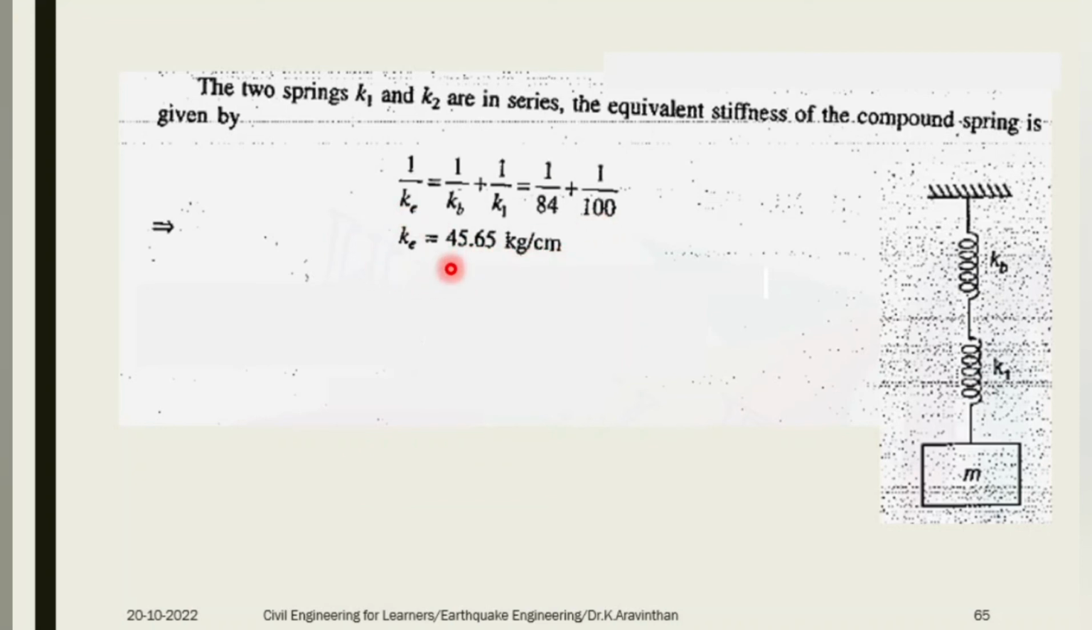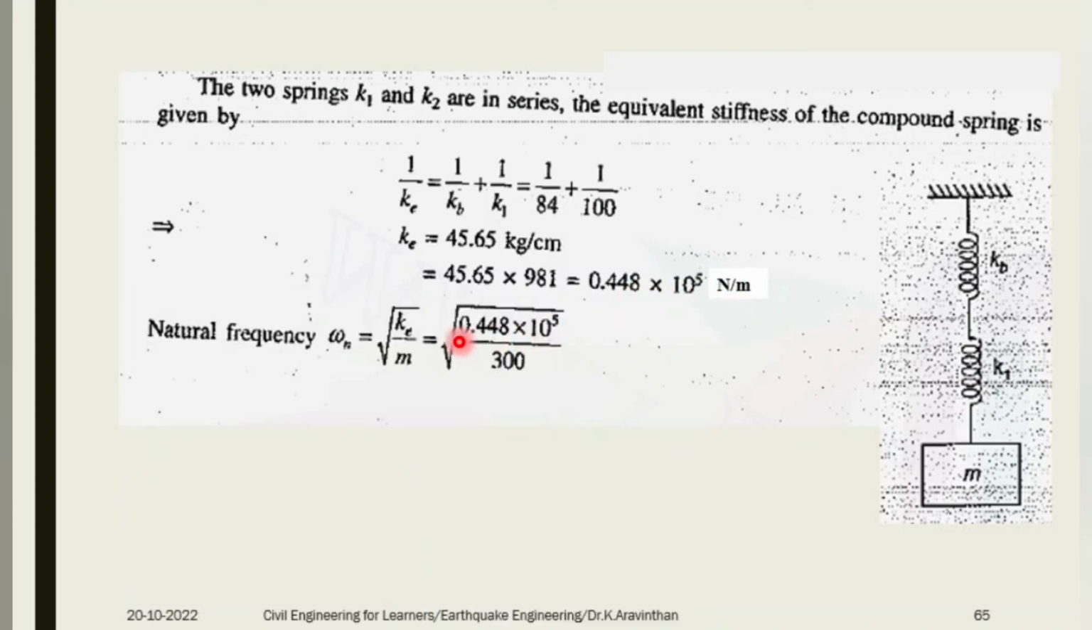You got this value? Check that before substituting for the frequency, that is omega n, the K value should be in terms of what? Newton per meter only. Note that the K value is in terms of kg per centimeter. Now you have to convert it to Newton per meter. How to convert? Kg into 9.81 and centimeter to meter, multiply by 100. So you will get 981. You multiply, you will get 0.448 into 10 power 5 Newton per meter. Now if you substitute this, you will get 12.22 radian per second.